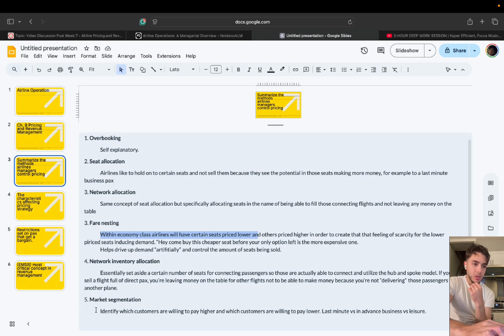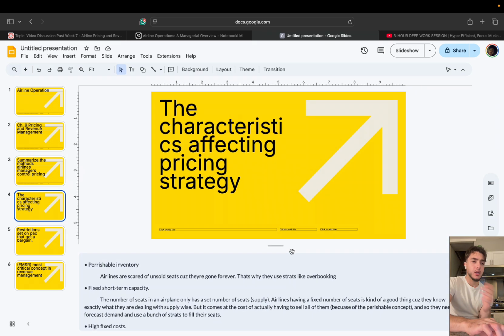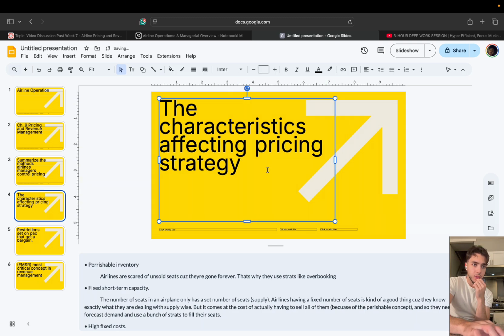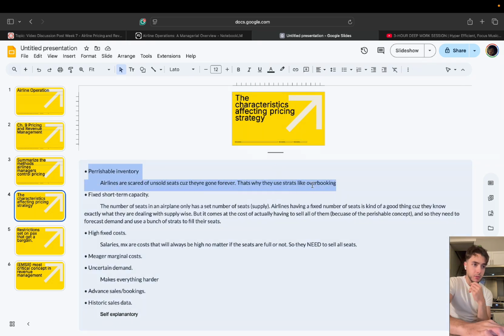Market segmentation is really just a strategy of identifying who your customer base is. How much leisure and how much business customers do we have, stuff like that. The characteristics that really affect pricing strategy include perishable inventory. The concept there is spoilage: there's only a certain number of supply, no less and no more than that, and so the supply has to be sold entirely.